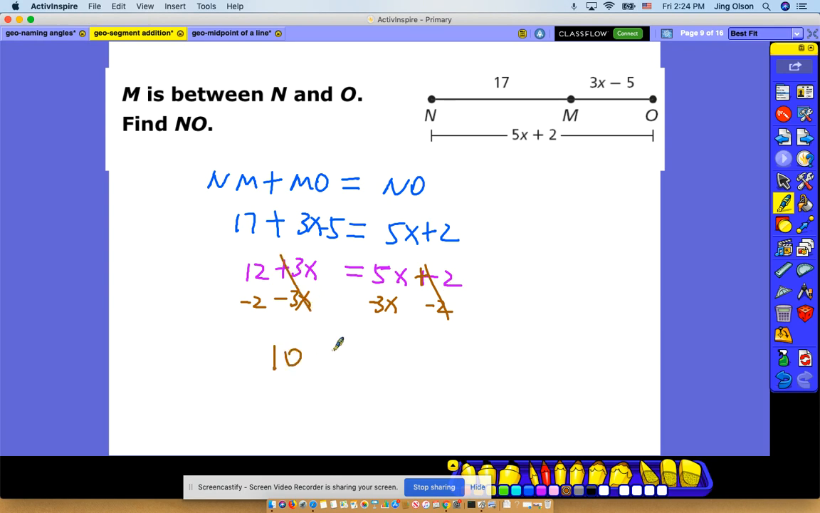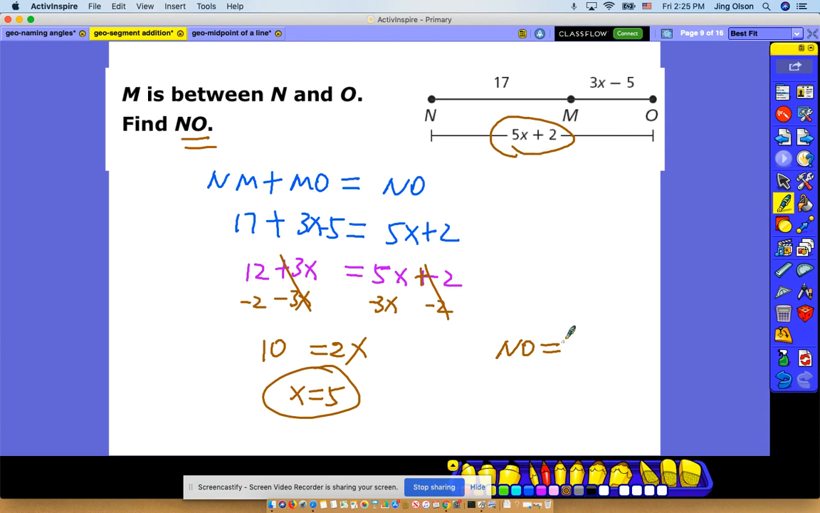So 10, it's not 10. This is 10, is equal to 2x, so x is equal to 5. So x is equal to 5, and we need to find NO. So NO is equal to the whole thing, right? 5x plus 2. So 5 times x plus 2, x is 5. So 5 times 5 is 25, plus 2 is 27. NO is 27.